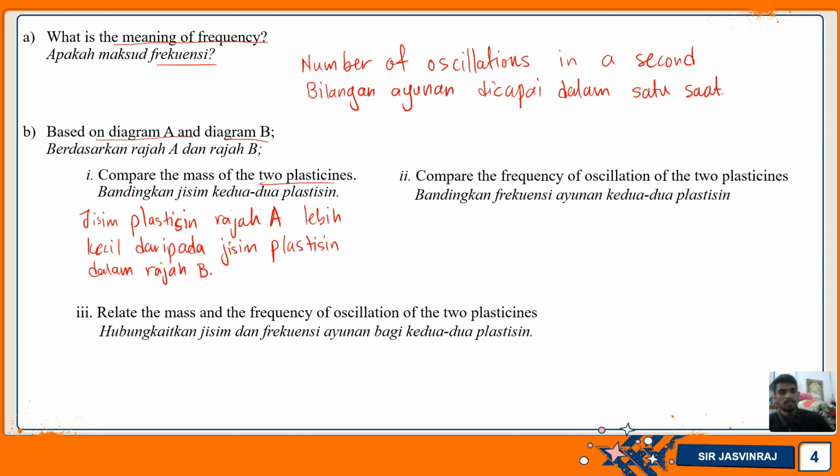Why? Because diagram B moves slower, only 5 Hz, and diagram A moves faster, 15 Hz. The frequency occurring in diagram B is way slower than in diagram A, which is 15 to 5. So that's how I compared.